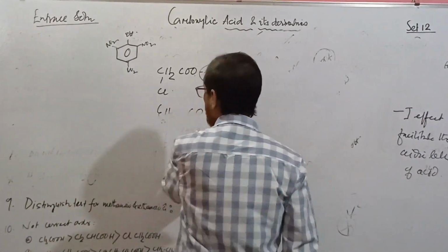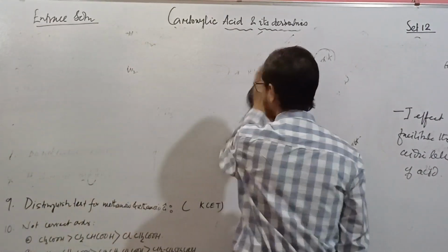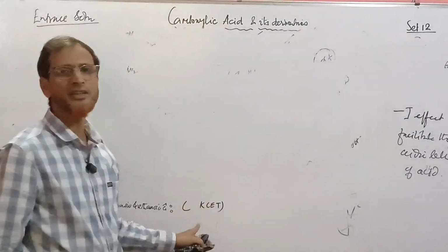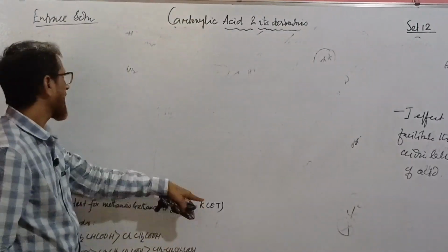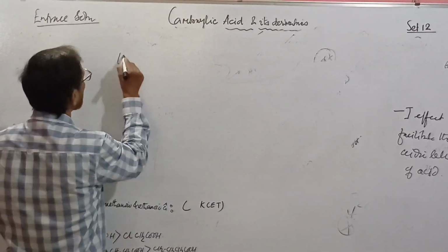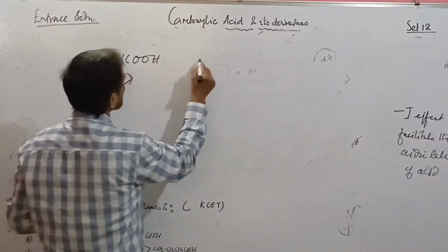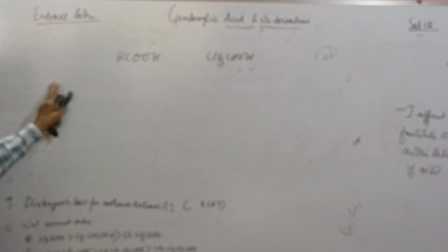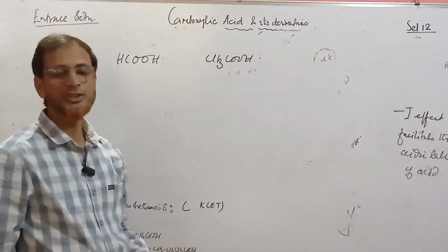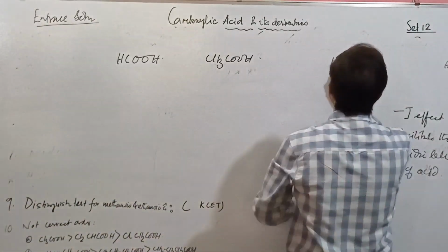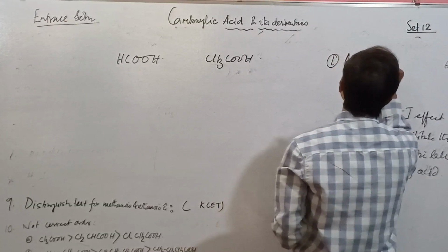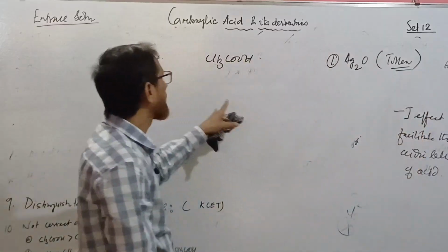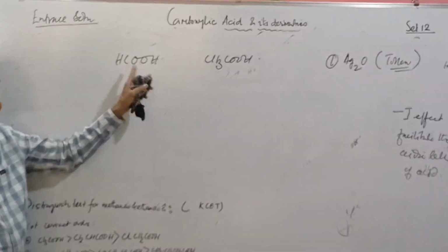So next question is the distinguishing test for methanoic acid and ethanoic acid. It is very tough, and it is asked in the CASCET exam. Methanoic acid is this and ethanoic acid is this, you know it. How can you distinguish? A lot of options are given, but with the help of Ag2O, that means Tollens' reagent, we can distinguish these two.